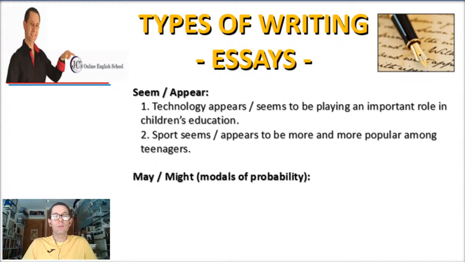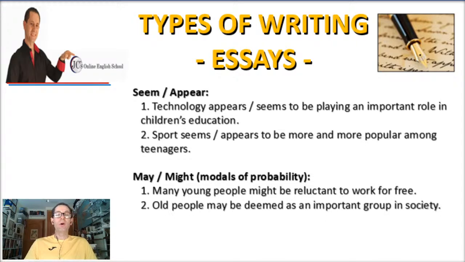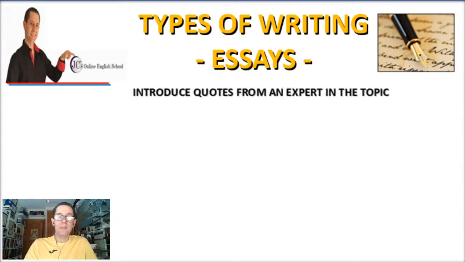Okay, now in terms of the words may or might, which are modals of probability, these are modal verbs, as you know. You can use a sentence such as, many young people might be reluctant to work for free. Well, young people and old people too. Okay, nobody wants to work for free. And number two, all people may be deemed as an important group in society. Okay, so again, you use may or might. Okay, again, these are examples.